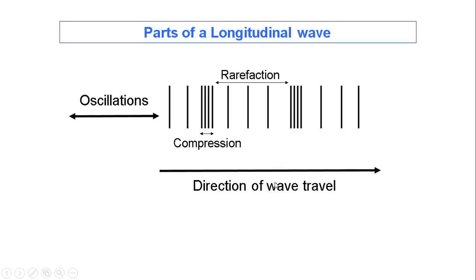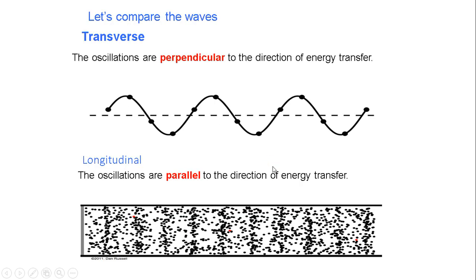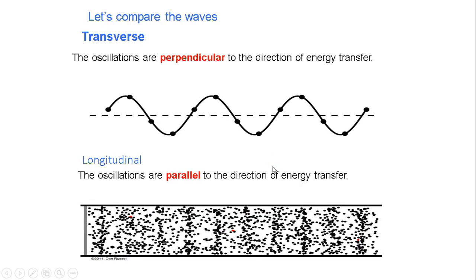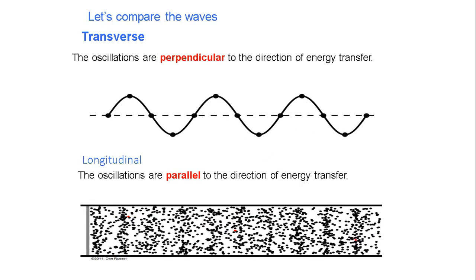Now, you can also demonstrate it in the form of lines. This is quite easy to remember if you're using lines. Compression is where the lines are compressed together. Rarefaction is where the lines are far away from each other, far apart. And this is the direction of the movement, right? Okay, let's compare. You can see the pictures here comparing everything.